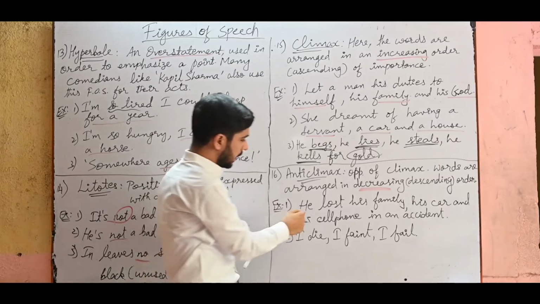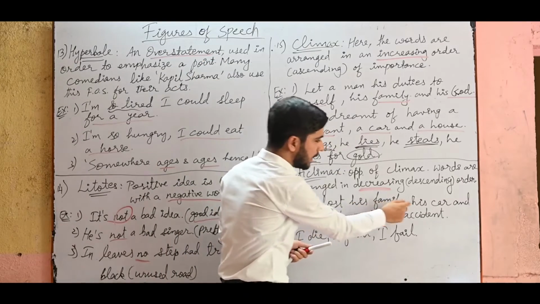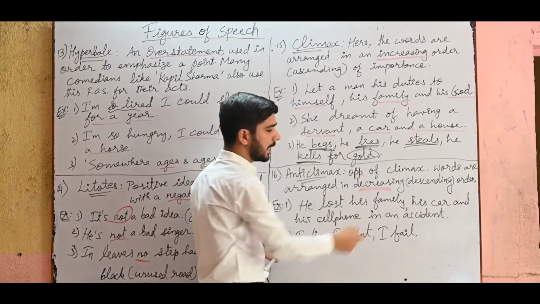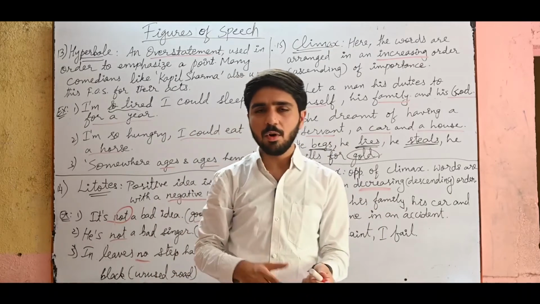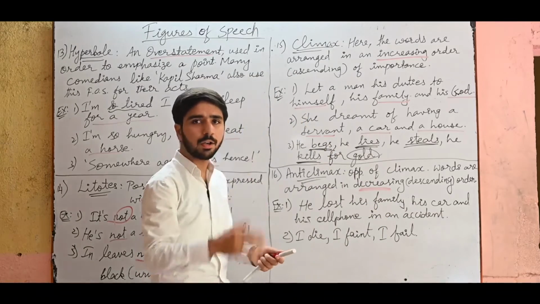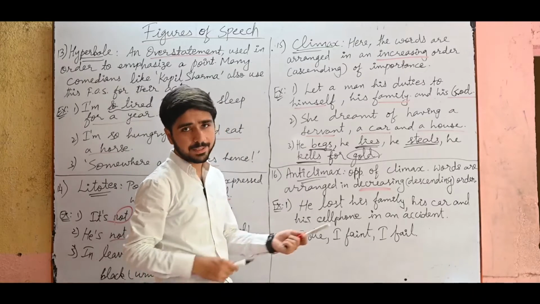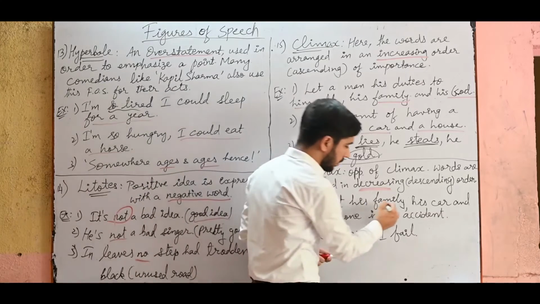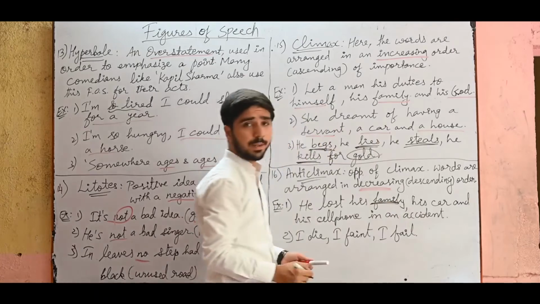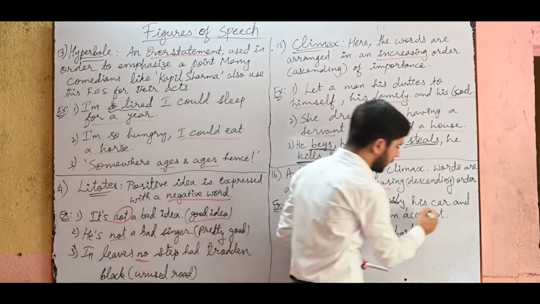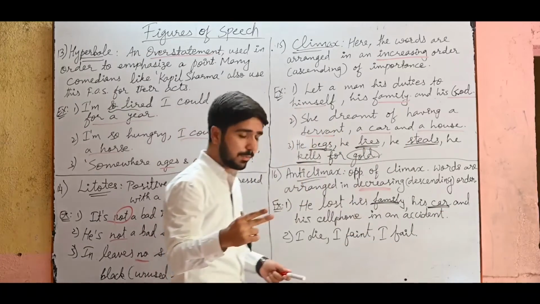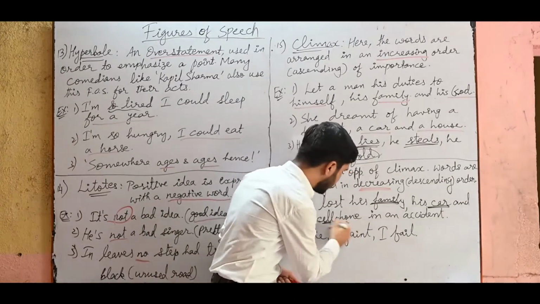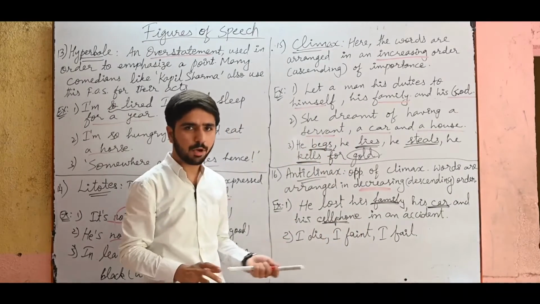See. He lost his family, his car, and his cell phone in an accident. So the person who was with his family in a car going on a trip, first he met with an accident. So what he lost first, the most important thing, his family. Then he lost his car. That is the next important thing for him. And finally he lost his cell phone. That is the small or the least important thing over here.